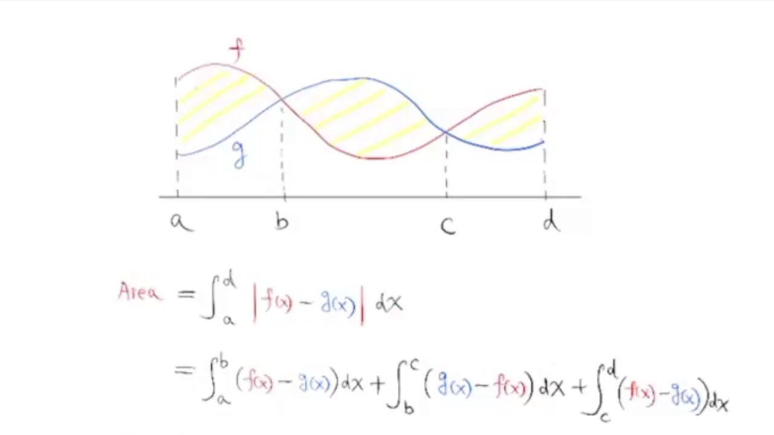Okay. Now in this particular example, when you expand this, that will be equal to the integral of f minus g, where x goes from a to b. And when x goes from b to c, g is above, f is below. So that will be g minus f over here. And this last part from c to d, f is above, g is below. So that will be f minus g.